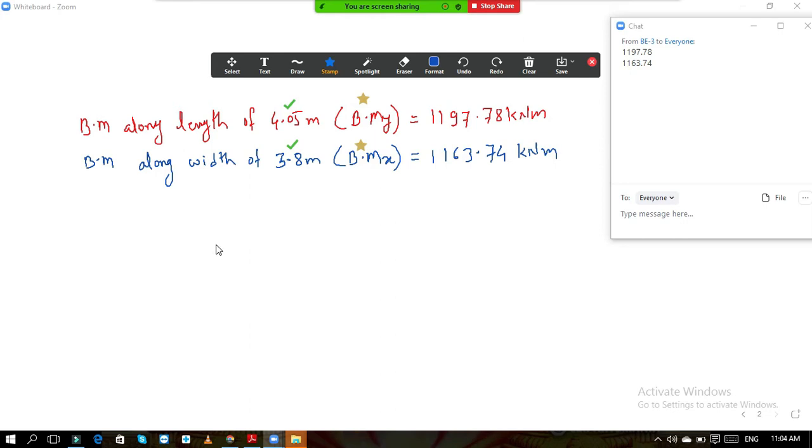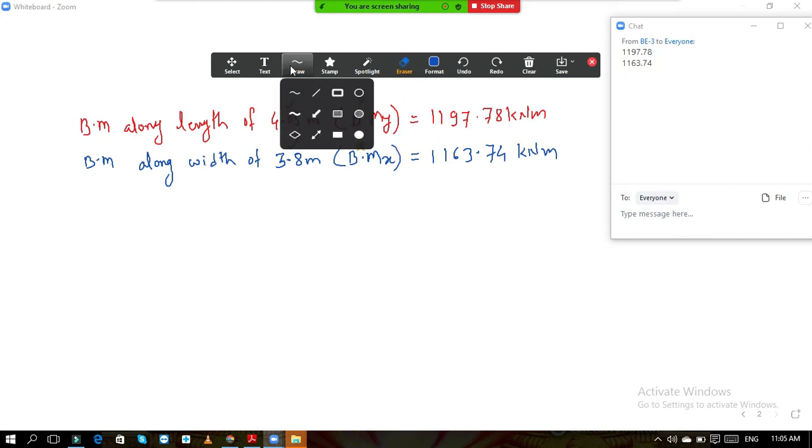I hope that is clear now. So x direction means don't assume that your x is always horizontal. You can also see here now, we have shifted and taken 3.8 meter as our width. So you can change the notation, it doesn't matter, the concept is most important. If you don't write this, it is okay, whether you write x and y or not, but you should know this bending moment 1197 where I have found out along the length of 4.05 meter. That is the most important thing. This 1163 bending moment, where do I find out this bending moment? It is along the width, that is 3.8 meter. The notation doesn't matter.